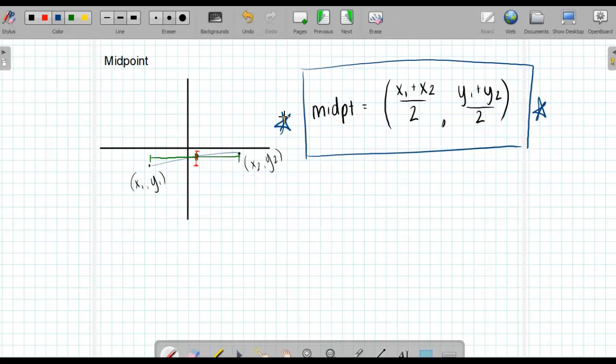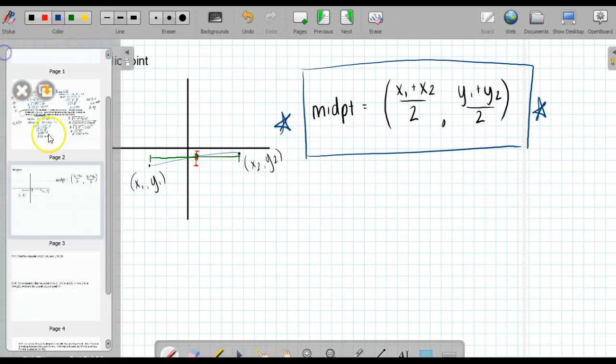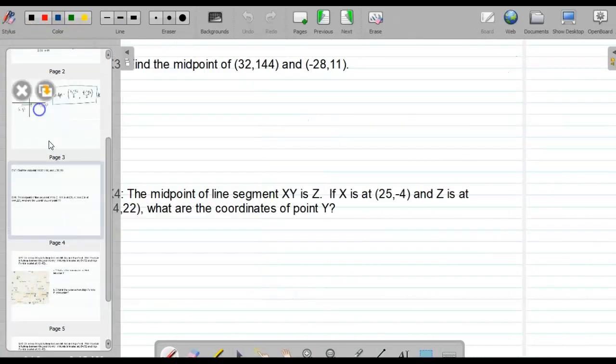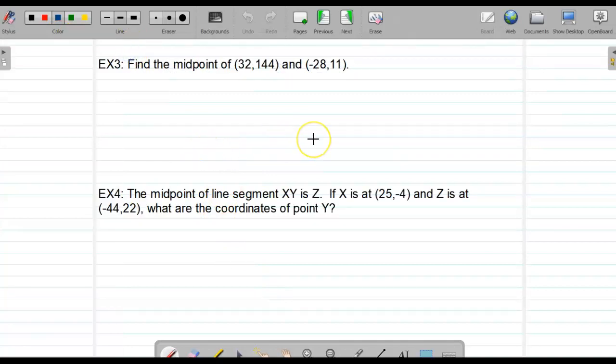I really don't think of it as much like a formula. I think of it more like just finding the average. So let's do some examples. Oh wait, wrong one. There we go. I'll let you copy these down.